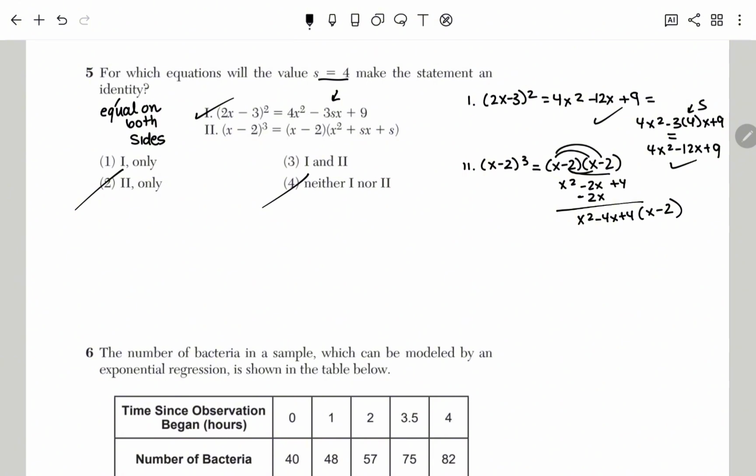So here it says minus 4x. Here it says plus sx. S is 4. So it's basically saying x minus 2 times x squared plus 4x plus 4. Not the same, because here it's plus 4, here it's minus 4. So we know that it does not work for equation number 2. Our answer choice is 1, and that is how you solve question number 5.